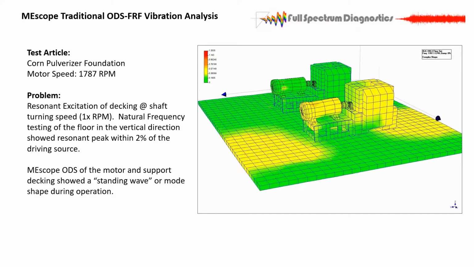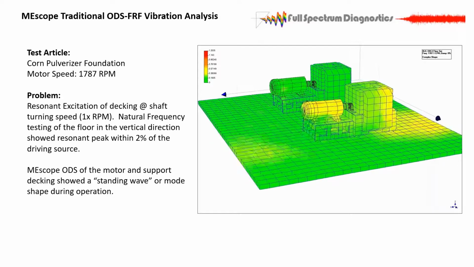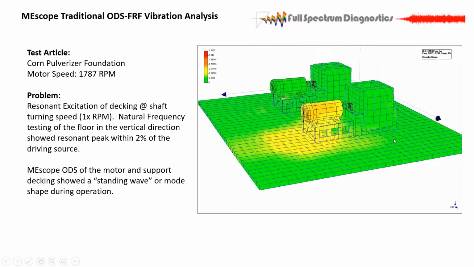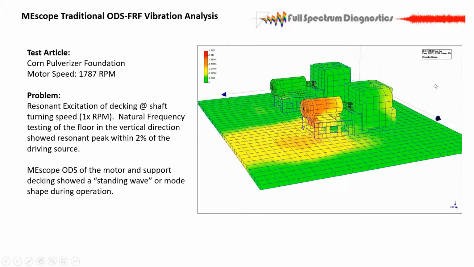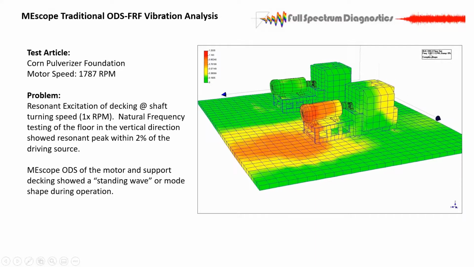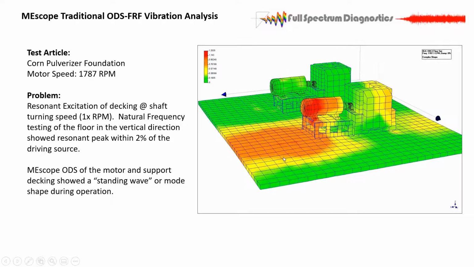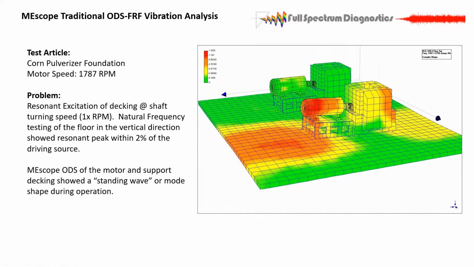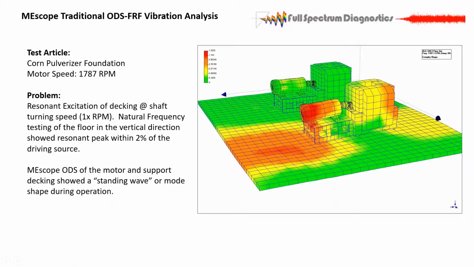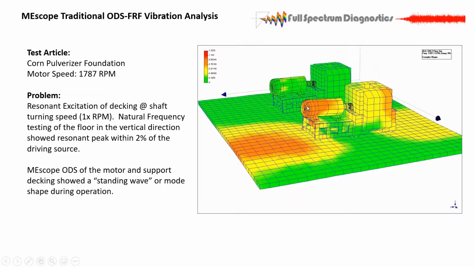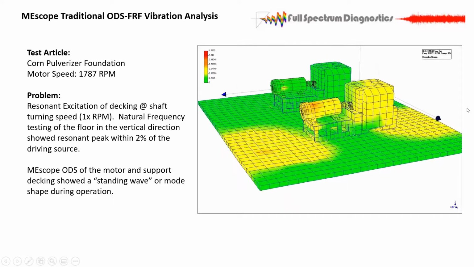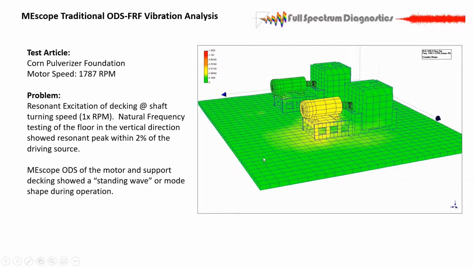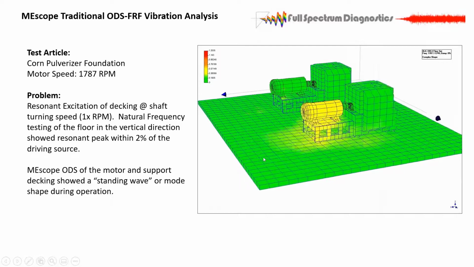This is a pulverizer in an ethanol plant. So, corn pulverizer, when they took it up to 1800 RPM, and it was 1757, something like that, the floor just went into this horrendous vibrating mode. Same deal, took measurements on the pulverizer, the motor, the frame here, and then we did a grid on the deck. And you can see what the mode shape looks like, and pretty profound.